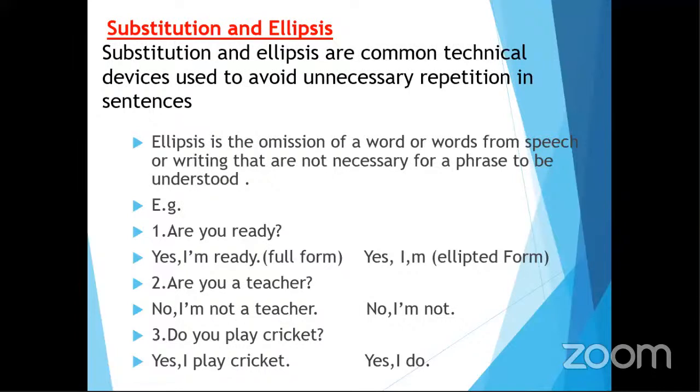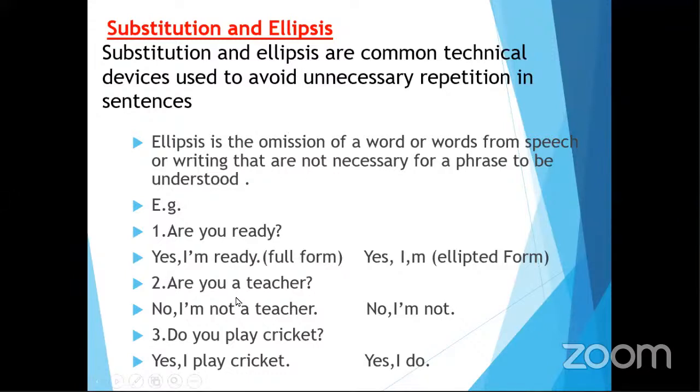Are you hungry? Yes, I am. You need not tell, yes, I am hungry. You can say, yes, I am. So those are called ellipses. Why do we use ellipsis? To avoid unnecessary repetitions.